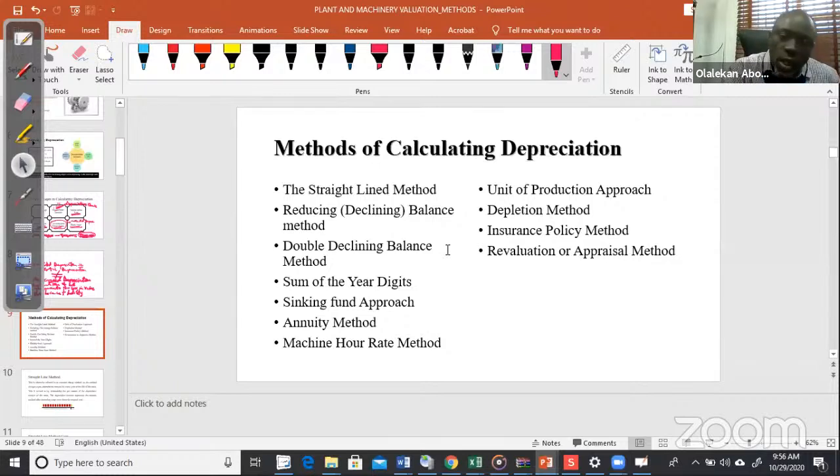Okay, so now methods. Available methods, where everybody is familiar with the straight line method.